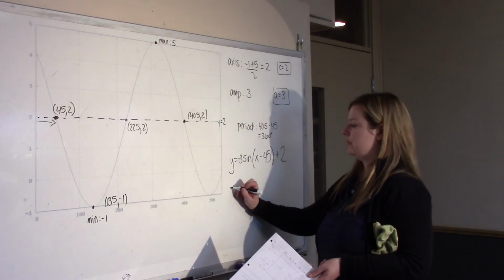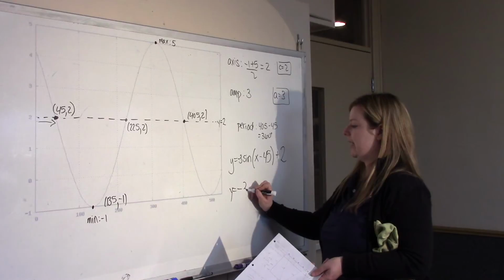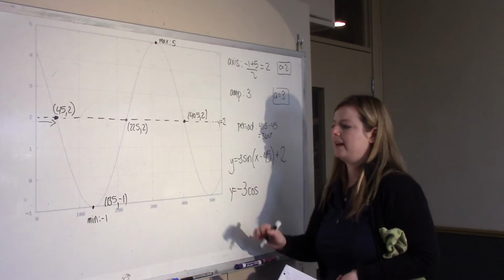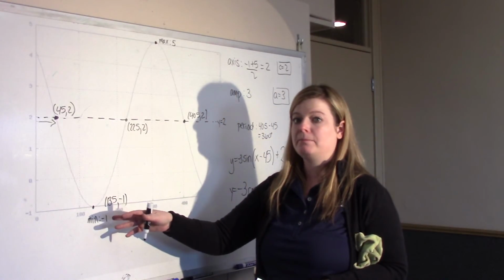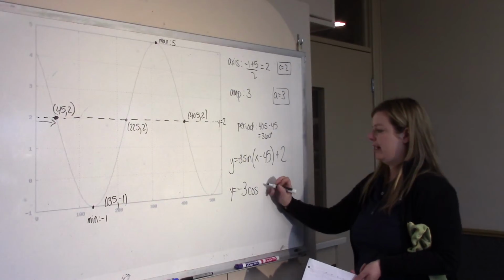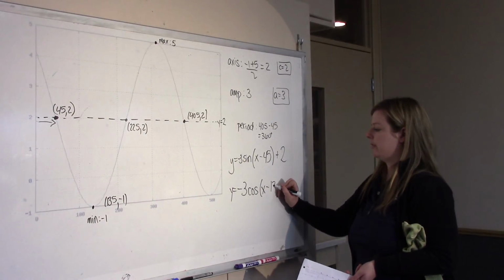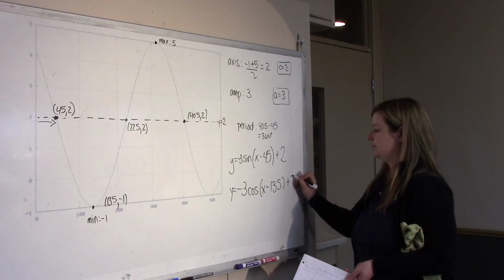We could also do, this point here is 135, comma -1. So we could also do a -3 cos function, a negative because we're starting at the minimum. And that's been moved over 135 degrees, plus 2.